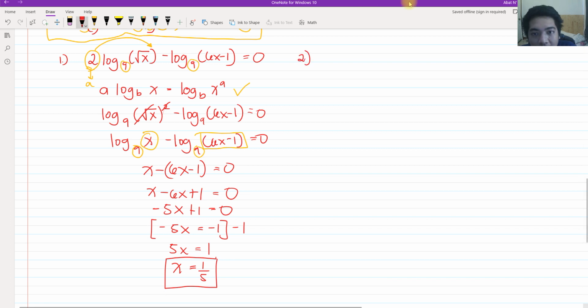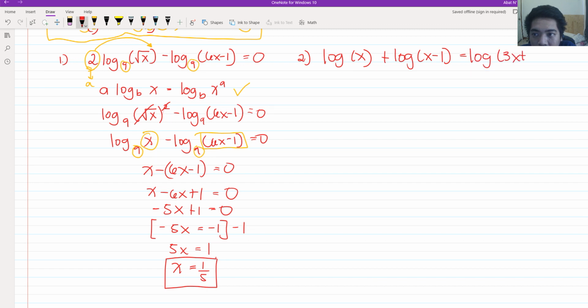For number 2, we have log of x plus log of x minus 1 equals log of 3x plus 12. Now, it is understood that when a logarithm does not have any base written, it is base 10.